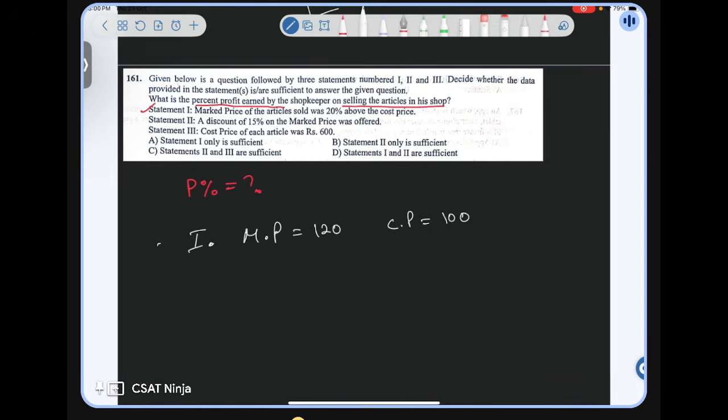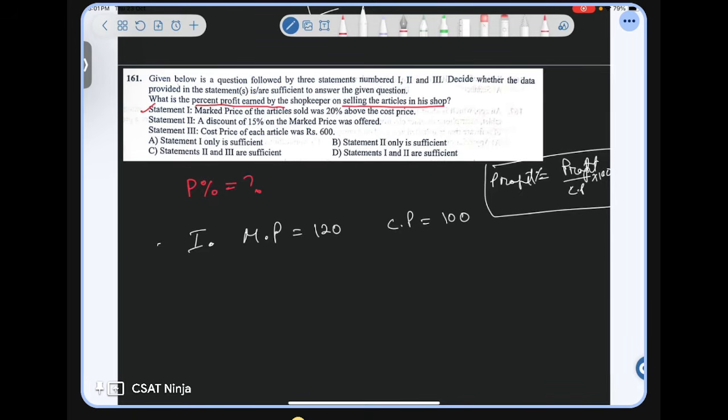But remember one thing here, there's nothing else given here. We don't know the selling price. See, if you want to get profit, what do you need? The profit percentage formula was profit divided by cost price into 100. This is the profit percentage formula.